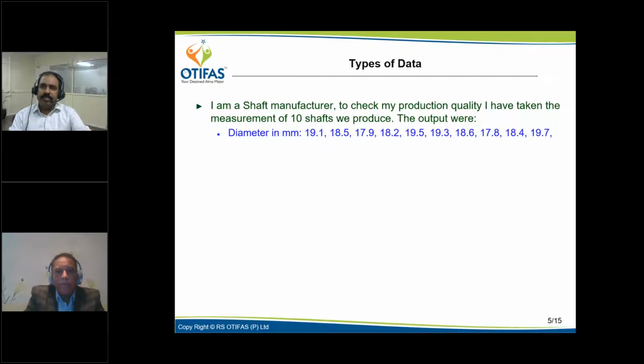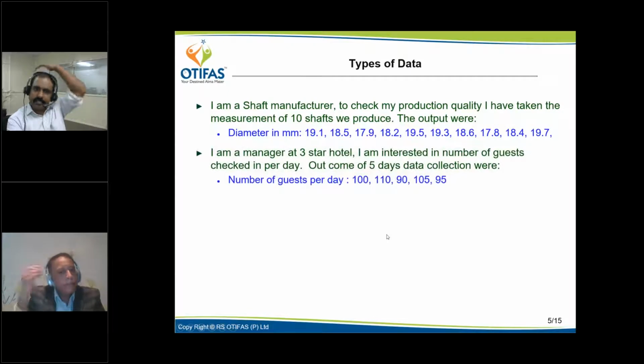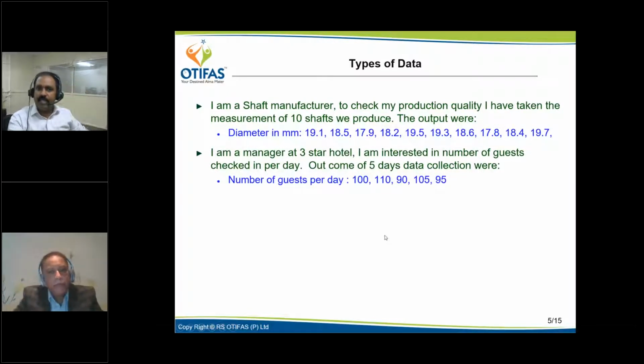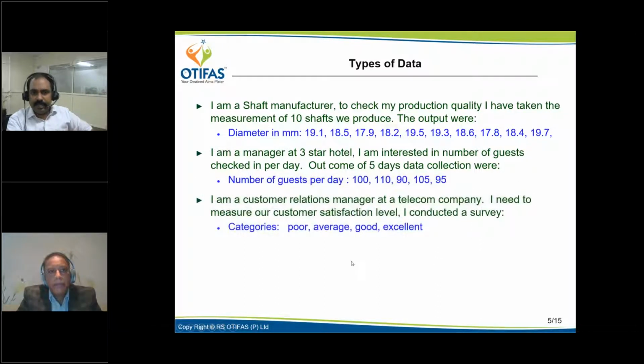So let us come back to this example again. I have some product which is measured in diameter, so I get output data like 19.1, 19.5, something like that. Now let us take another example. I am a manager of a 3-star hotel, and I am interested in the number of guests checked in per day. What will be the outcome of the data? It is like 100 guests coming in a day, 110 guests, 90 guests, 105.